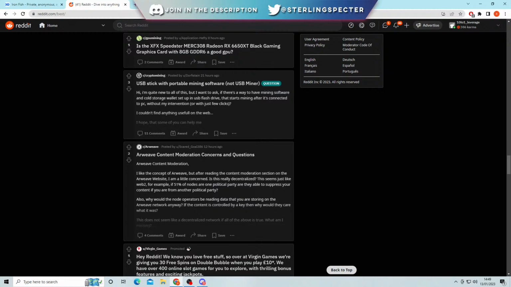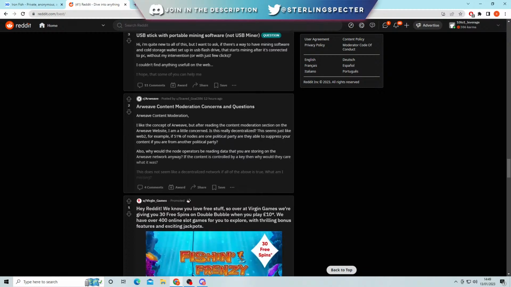USB stick with portable mining software, not USB miner. Okay.